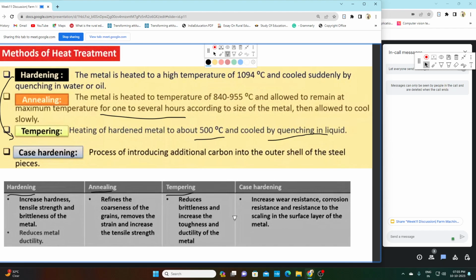Then tempering reduces brittleness and increases toughness and ductility of the metal. Tempering is after hardening, so the features of tempering are very similar to hardening. The last is case hardening. It increases the wear resistance because we are introducing additional carbon. It gives good corrosion resistance and resistance to scaling on the surface layer of the metal. So that is about case hardening.